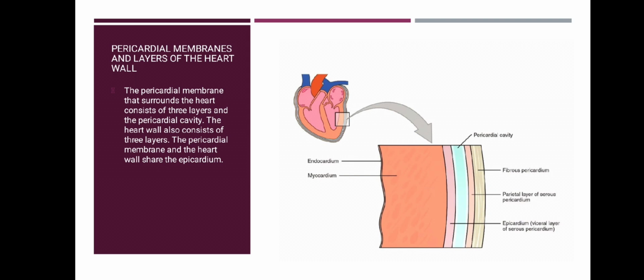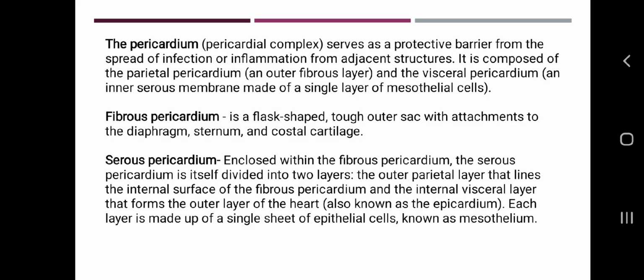Pericardial membranes and layers of the heart wall. The pericardial membrane that surrounds the heart consists of 3 layers and the pericardial cavity. The pericardial membrane and the heart wall share the epicardium. The pericardium or pericardial complex serves as a protective barrier from the spread of infection or inflammation from adjacent structures. The pericardium is one of the serosal cavities of mammals.